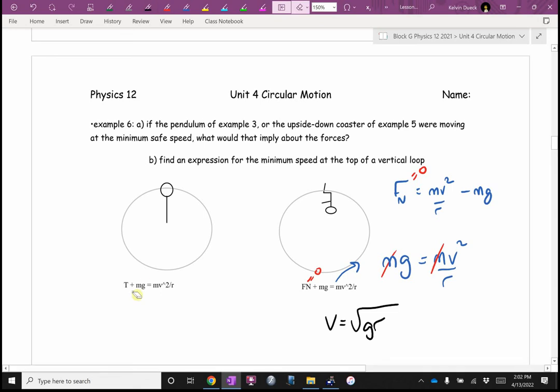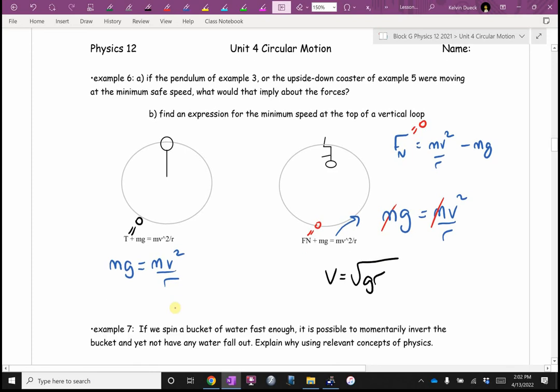So, again, I'm going to start with this equation, and I'm going to say at minimum safe speed, tension is zero. And so we end up with mg equals mv squared over r. Oh, our old friend, v equals the square root of gr. That's the slowest a roller coaster can go through a loop and make it through the loop. Otherwise, it's going to fall. Now, in real life, it wouldn't fall because they're clamped to the track. It would go partway through the loop, and then it would just slide back down and come to a stop.